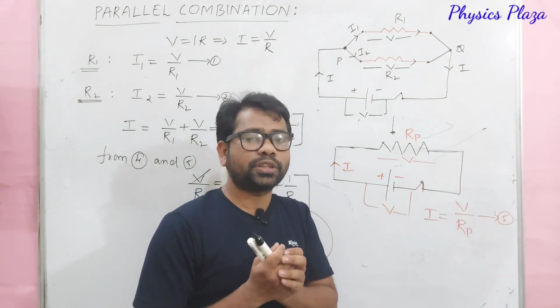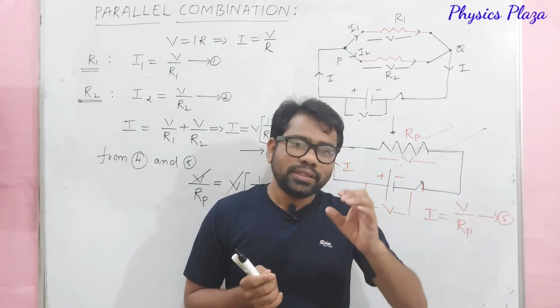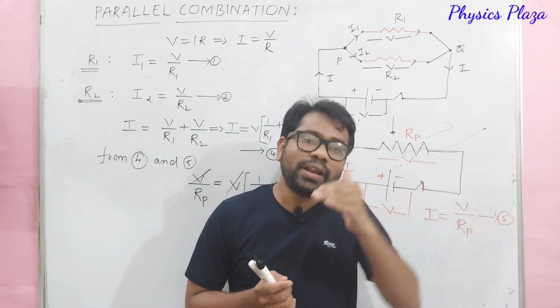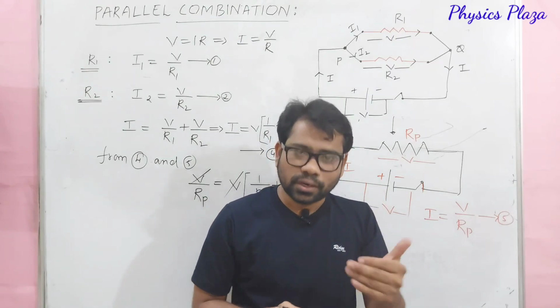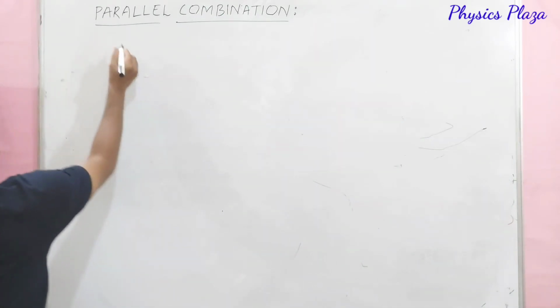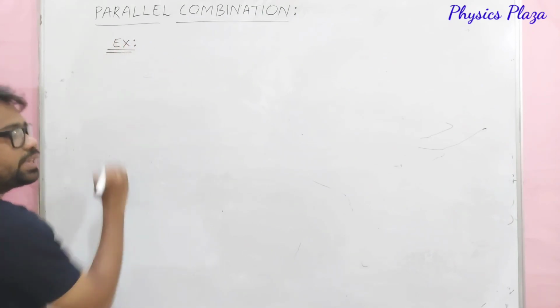Now we have to think about one important thing. What happens when two resistors are connected in parallel? Whether the resultant resistance increases or decreases. If it increases, why does it increase? If it decreases, why does it decrease? Now we will learn, just copy it first. Children, in order to understand whether the resultant resistance increases or decreases, let us see one example.